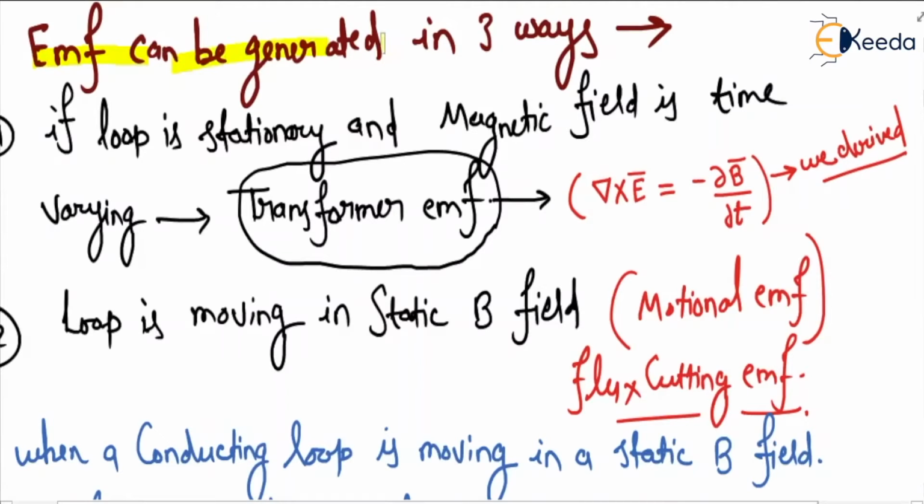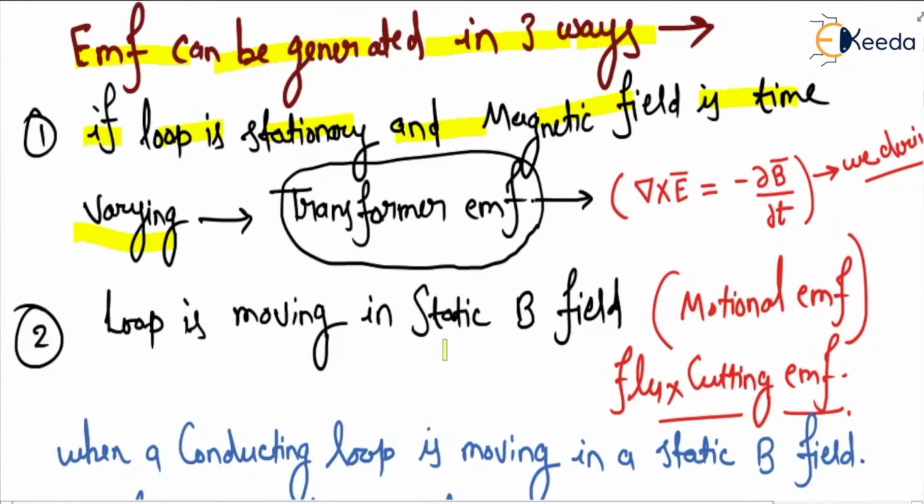So EMF can be generated in three ways. The first way is if the loop is stationary and the magnetic field is time varying. So the loop is stationary and there is no kind of motion in the loop, but the magnetic field is time varying. Such kind of EMF is called transformer EMF.